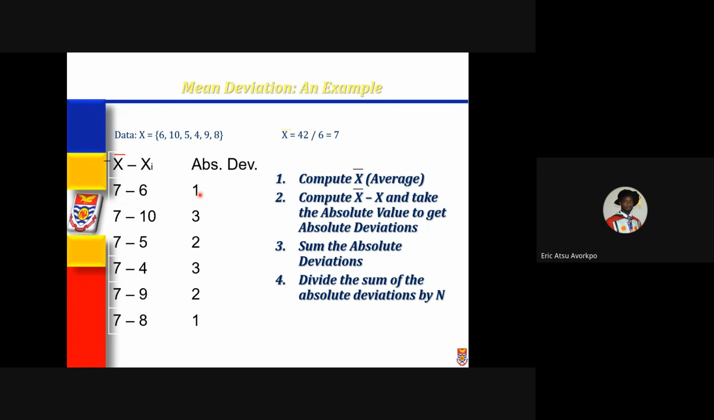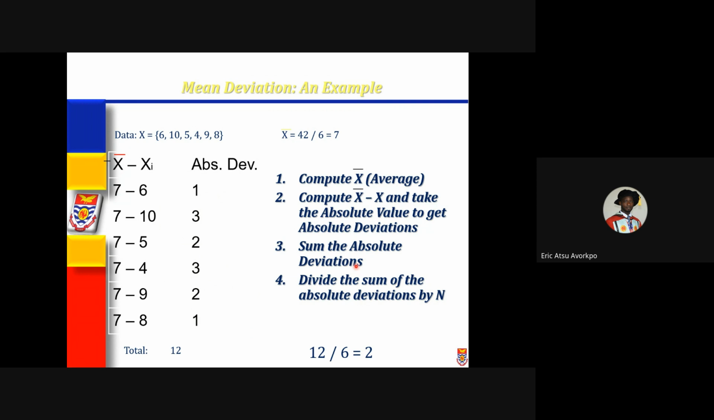So if you add these up, you get what? Almost 22, right? That is 3 plus 1, and 1 plus 3, 4, 4 plus 2, 6, 6 plus 3, 9, 9 plus 2, 11, 11 plus 1. That would be 12, right? Oh, I said 22, it is 12. So now this 12, you divide by what? N, which is 6, right? So that would have given us around 2. So the mean absolute deviation would be 2.